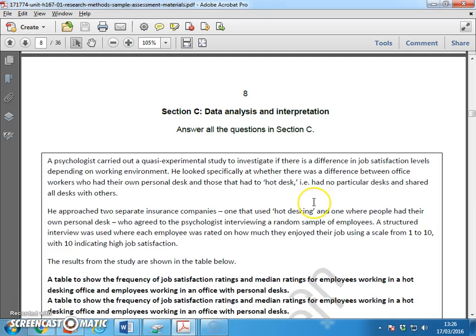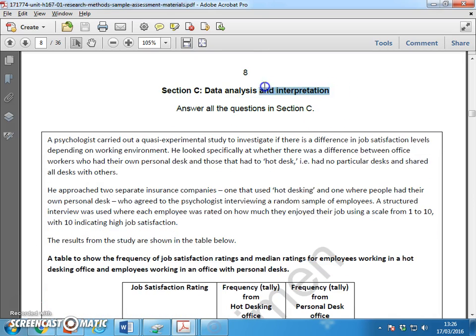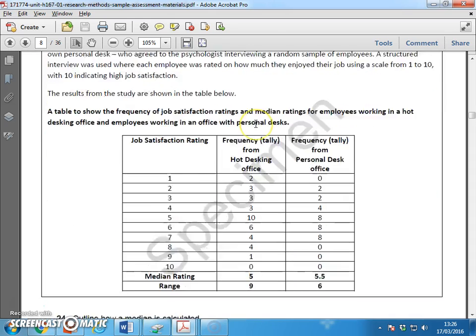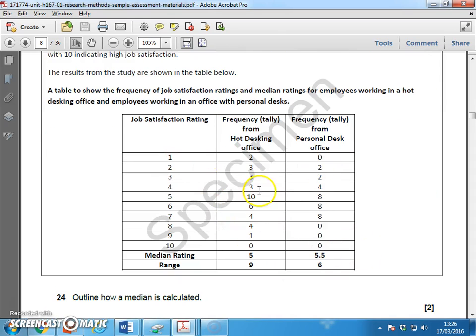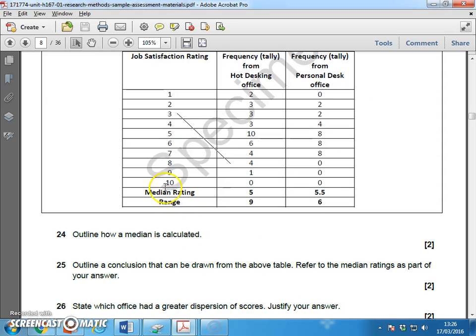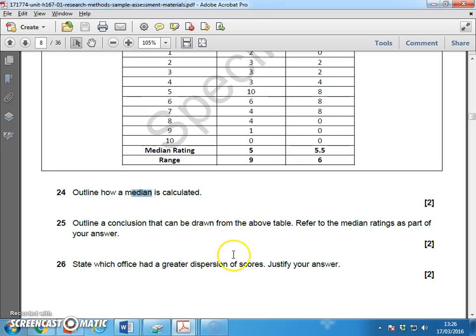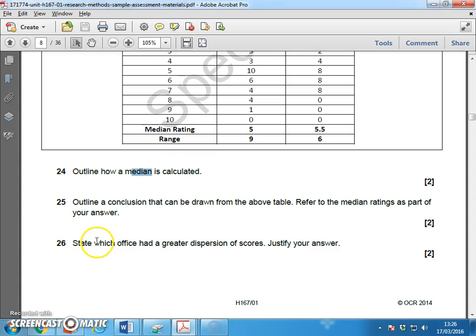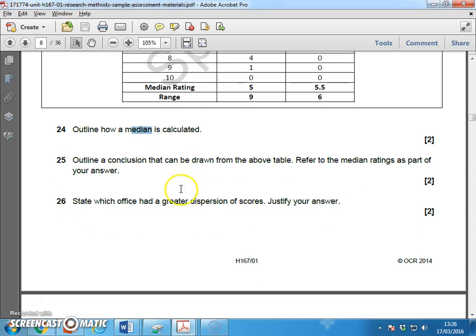Okay. Final section is all about data analysis and interpretation. So they'll give you a set of data, most likely something like this, either raw data like this, or just the descriptive statistics. You could be asked to calculate the mean, the mode, the median. You could be asked to draw a scatter graph. You could be asked to work out what p equals 0.05 means, or if it's found to be significant at p is less than 0.05, what does that mean? Which office had a greater dispersion of scores?